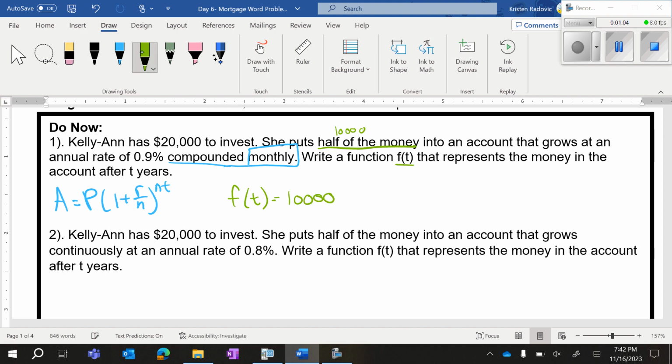Anyway, we have an annual rate of 0.9%, which means that r is 0.009. And then we are compounding monthly. There are 12 months in a year. There we go. And there is our formula.